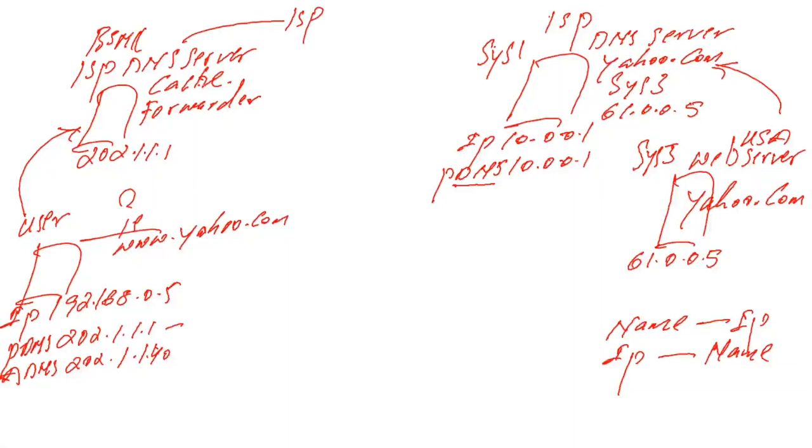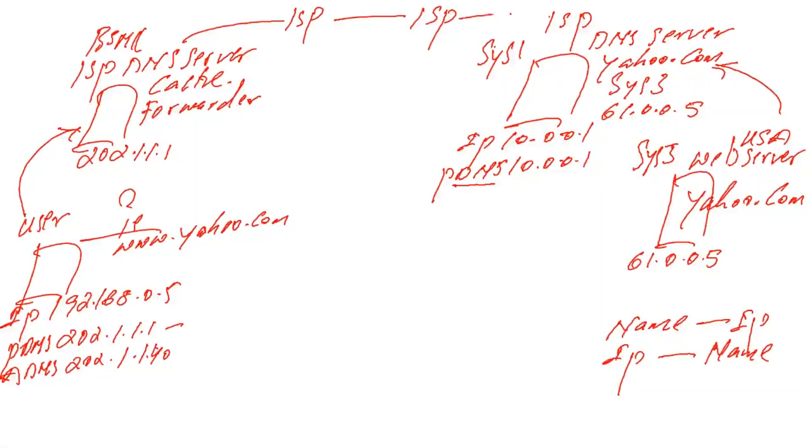It will check the cache. It will use the forwarder. So this ISP will forward the request to the next neighbor ISP, right? This ISP also has its own DNS server. It will check whether the website is registered or not. If it is not registered, it will go for cache. It will go for the forwarder.